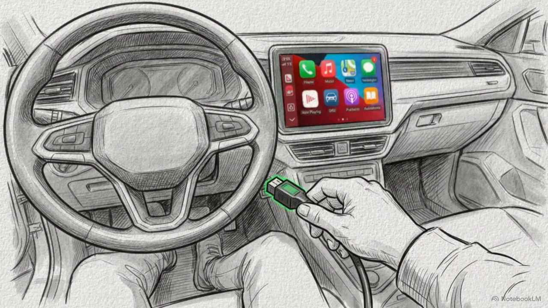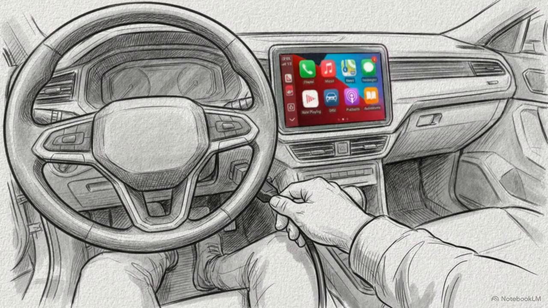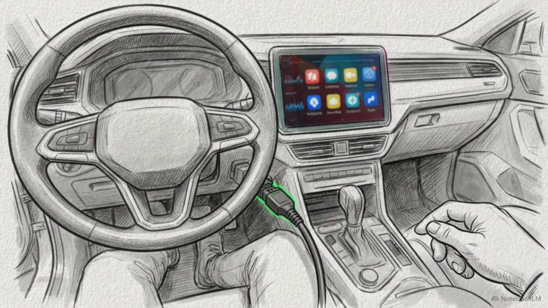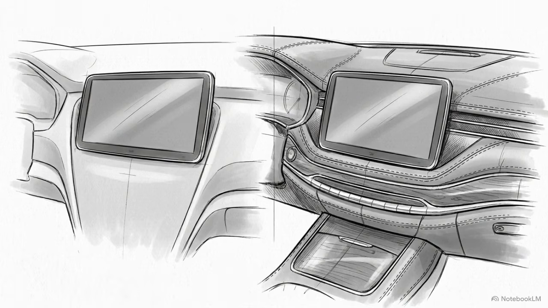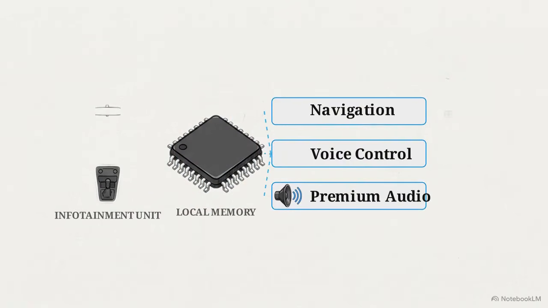Watch this dashboard. A diagnostic cable connects to the vehicle port, and a blank screen immediately illuminates with a full suite of premium applications. Automakers mass-produce identical physical infotainment hardware across multiple vehicle trims. A standard 8-inch display in a base model is physically the same component used in the luxury tier. The manufacturer gates the premium features purely through software configurations stored locally on the unit.